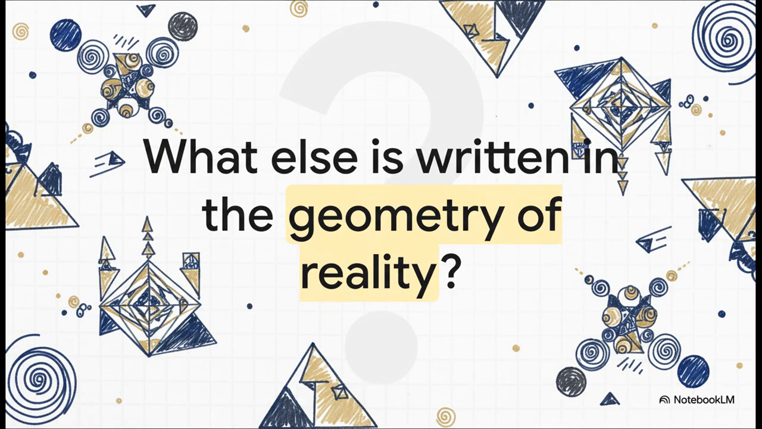And that leaves us with a pretty mind-bending thought to end on, doesn't it? If a rulebook this profound can be hidden in a shape we see all the time, it just makes you wonder, what other fundamental secrets about how our universe works are just waiting for us to find them, written in the geometry of the world all around us?